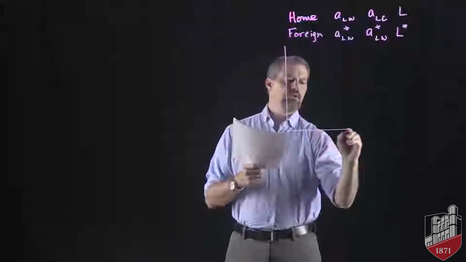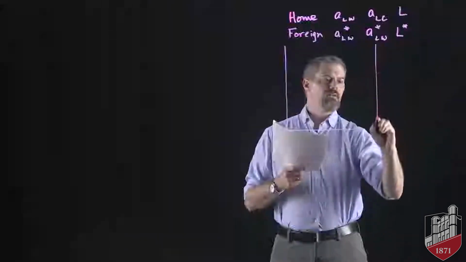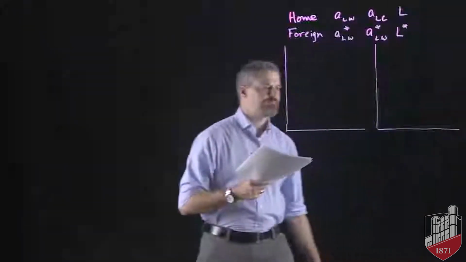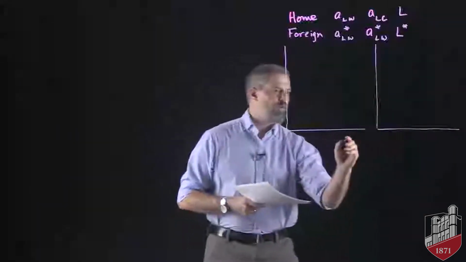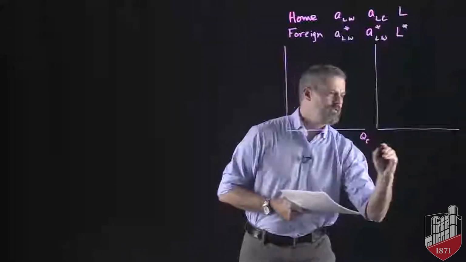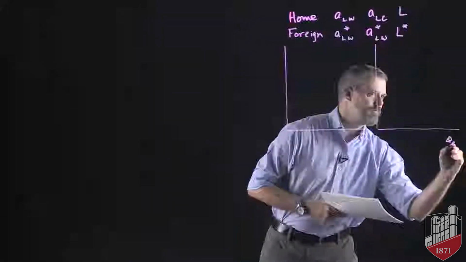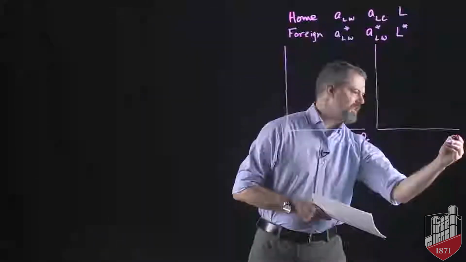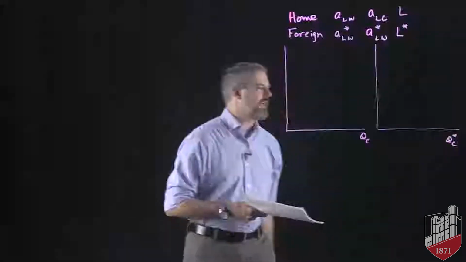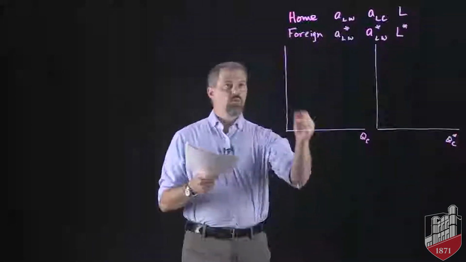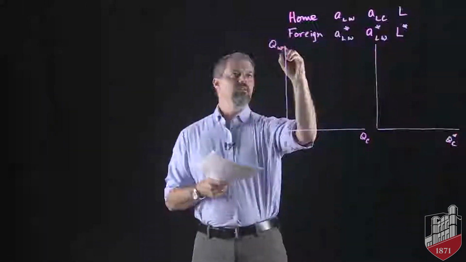So let's put home here, we'll put foreign here. We're going to put the quantity of cheese down here for each of them. This will be the quantity of cheese in foreign. I could denote that with an asterisk also. We've got the quantity of wine up here.